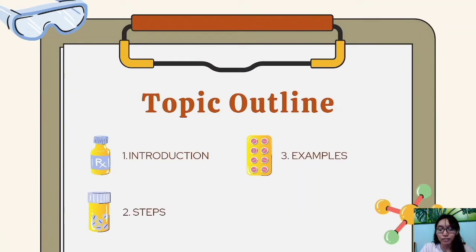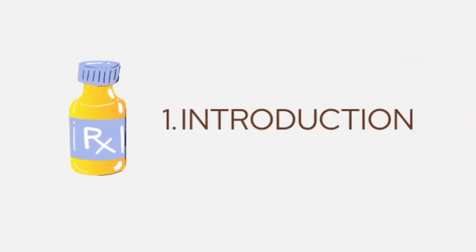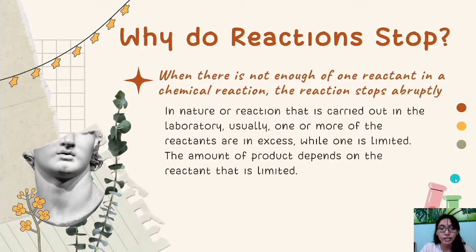Our objectives for this presentation are to first introduce what limiting and excess reagents are, present the steps, and provide examples. Let's first start with why the reactions stop. When there is not enough of one reactant in a chemical reaction, the reaction stops abruptly. In nature, or in a reaction carried out in a laboratory, usually one or more of the reactants are in excess while one is limited. The amount of product depends on the reactant that is limited.